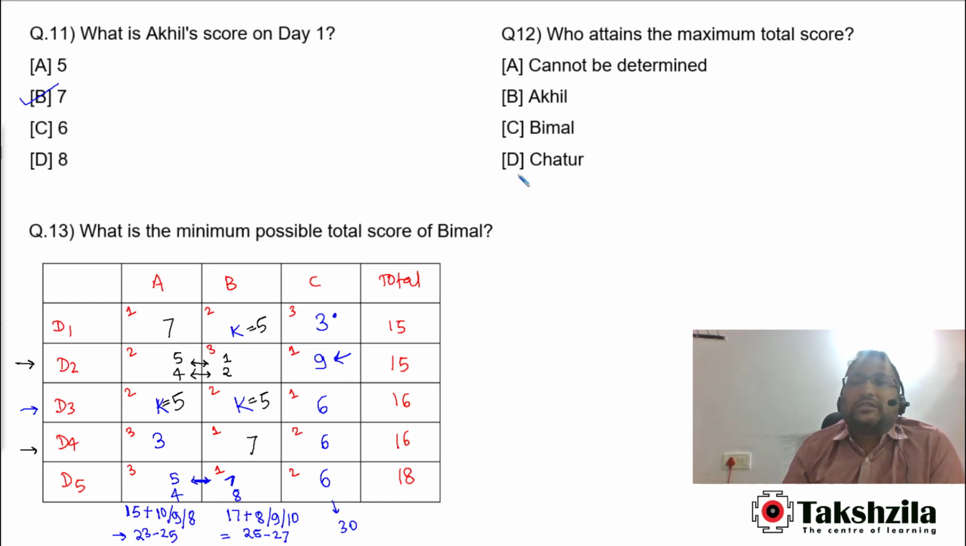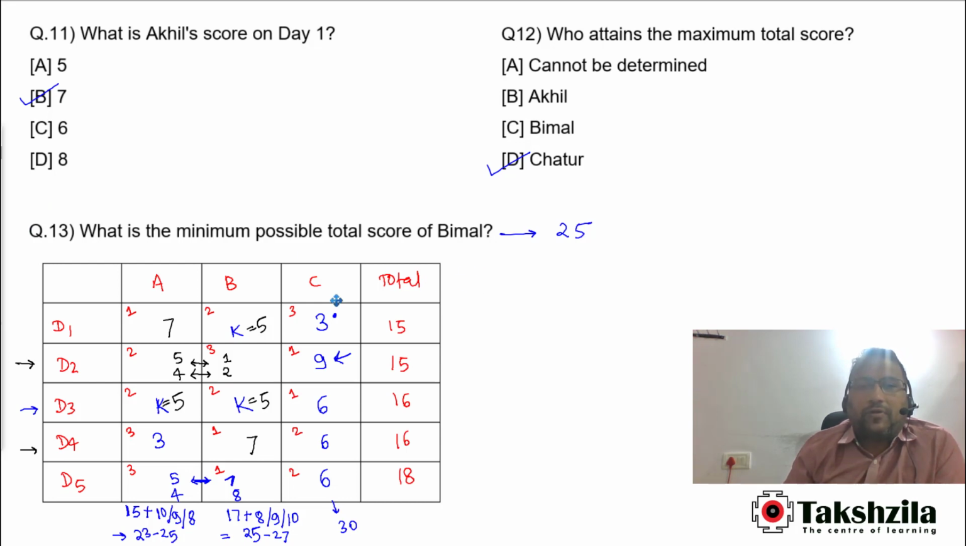So over here you can see who attains the maximum total score? The answer is option D, that is Chatur. Question number 13. What is the minimum possible total score for Bimal? The minimum possible total score for Bimal is 25. Over here you can see this is 25, 17 plus 8.